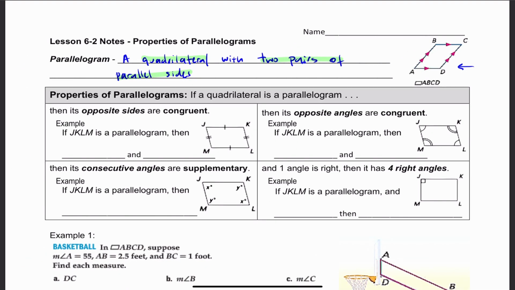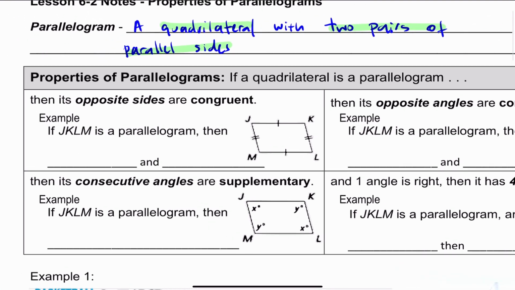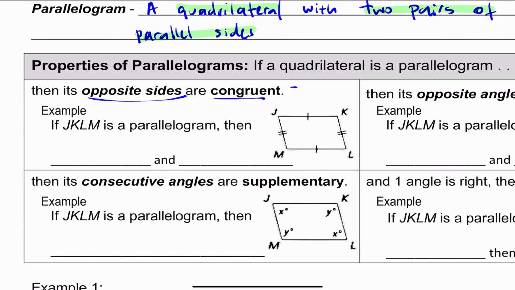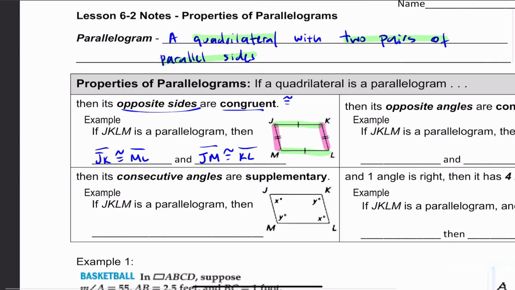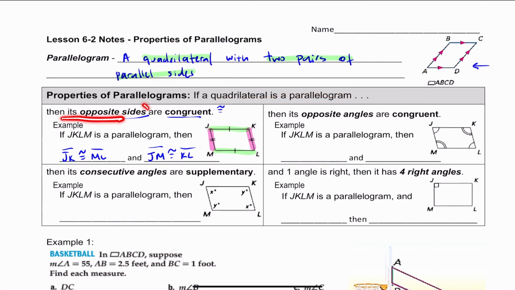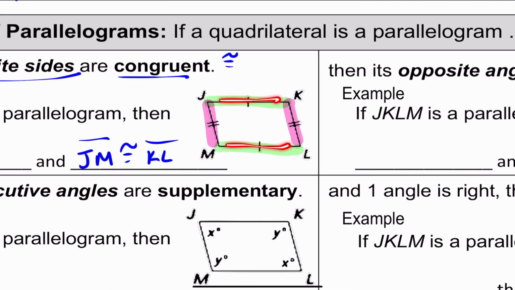So let's go ahead and take a look at the properties of parallelograms. If a quadrilateral is a parallelogram, then its opposite sides are congruent. Here's an example. If JKLM is a parallelogram, then we can say that segment JK is congruent to segment ML. And we can't forget about these tick marks over here. We can say that segment JM is congruent to segment KL. Once again, if a quadrilateral is a parallelogram, then its opposite sides are congruent. So these things here are opposite and they're congruent, and these things here are opposite and congruent.